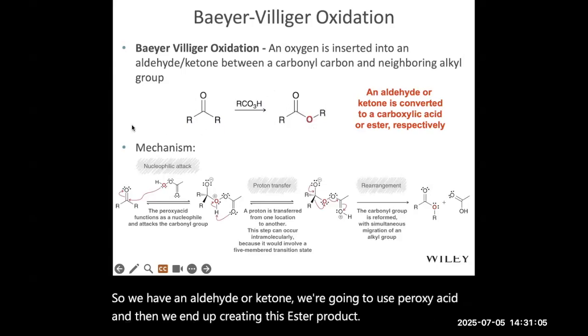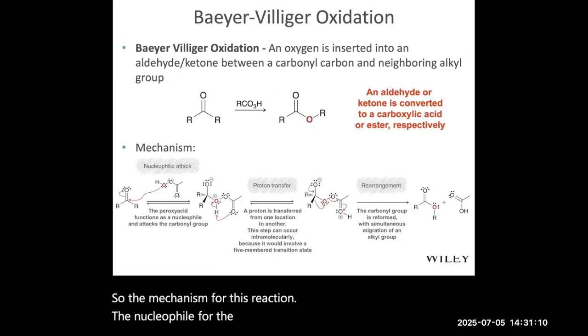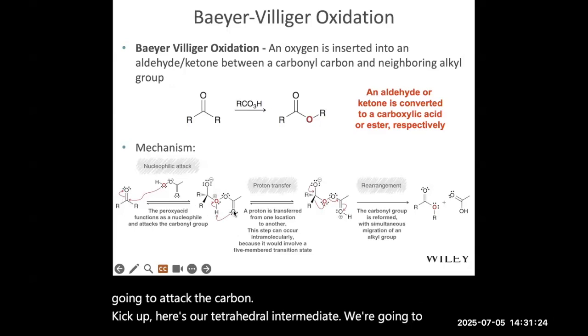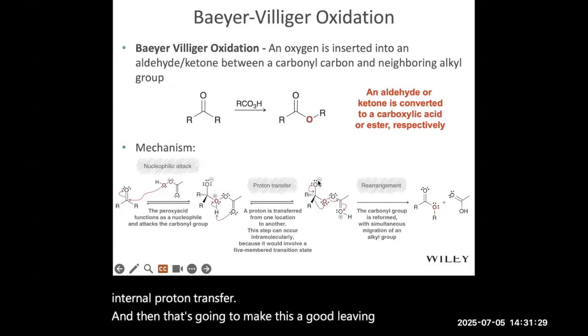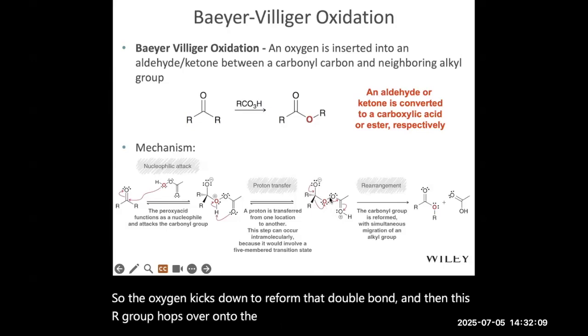ester product. So the mechanism for this reaction, the nucleophile for the nucleophilic attack here is that second oxygen in the peroxy acid, that one that's protonated at the end. So that's going to attack the carbon, kick up. Here's our tetrahedral intermediate. We're going to have an internal proton transfer, and then that's going to make this a good leaving group. So what happens is the oxygen kicks down to reform that double bond, and then this R group hops over onto the oxygen, and then this group leaves because this is a good leaving group.